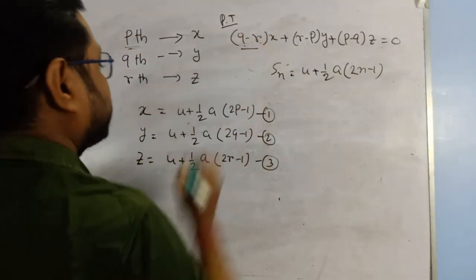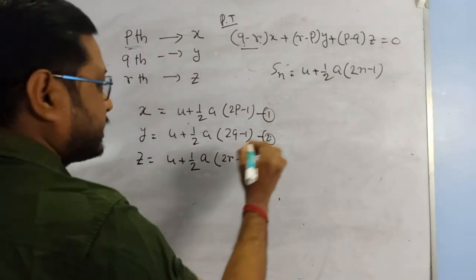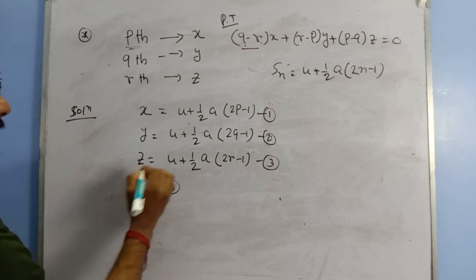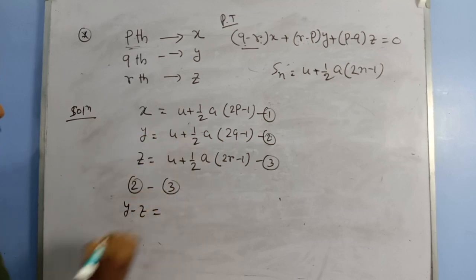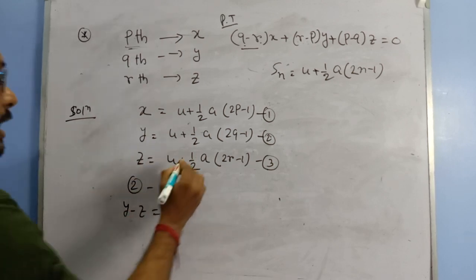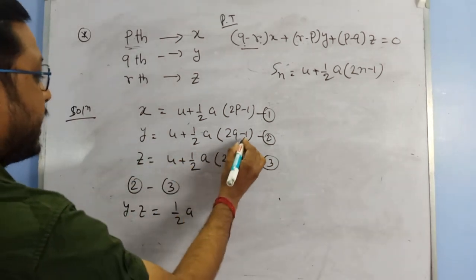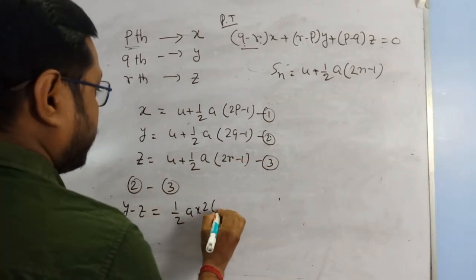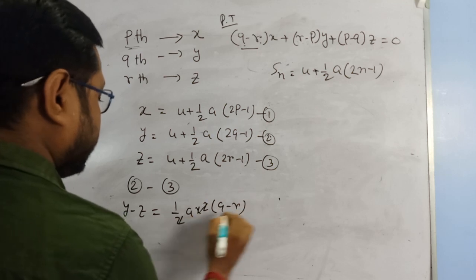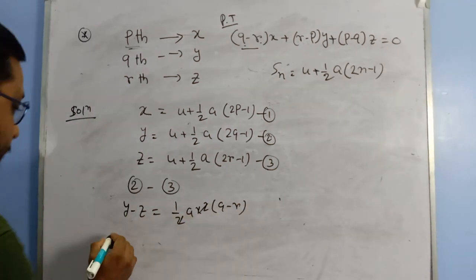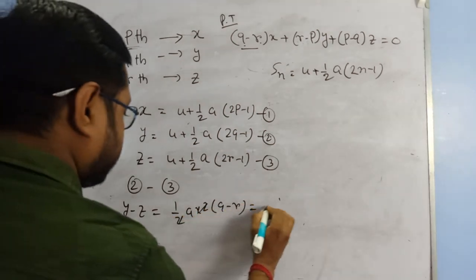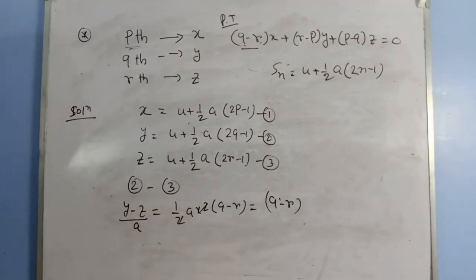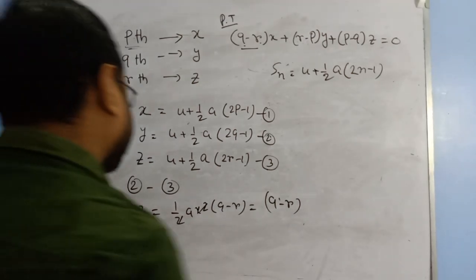Prove that q minus r, from which we can get 2 minus 3. So if we take 2 minus 3, then what we can get? Y minus z equal to, u will be cancelled, half of a into 2q minus 1 minus 2r minus 1, that is minus 1 plus 1 will be cancelled out. 2q minus r, that is q minus r into a. So we can get that q minus r equal to y minus z by a.